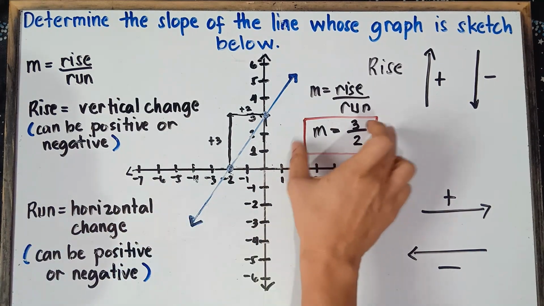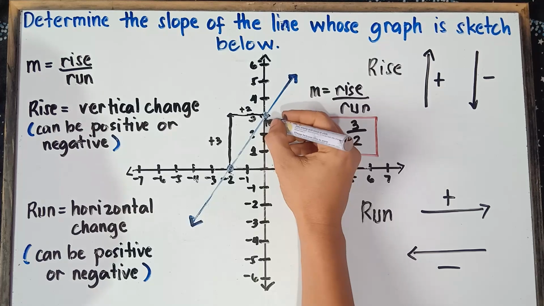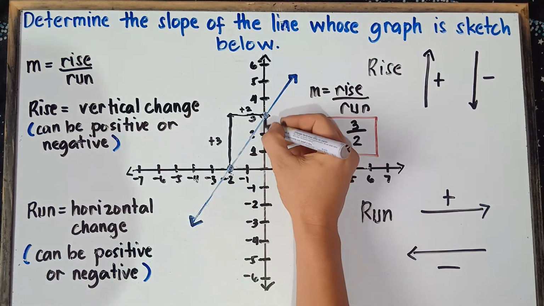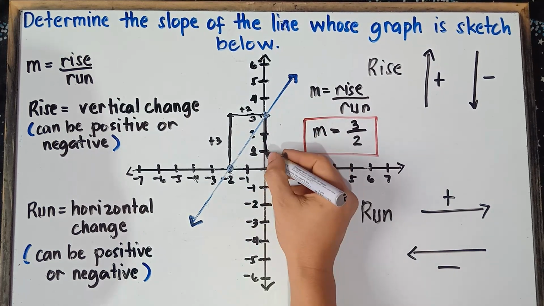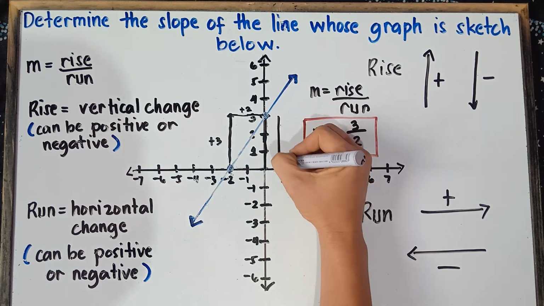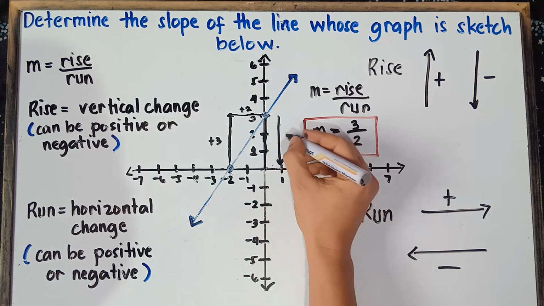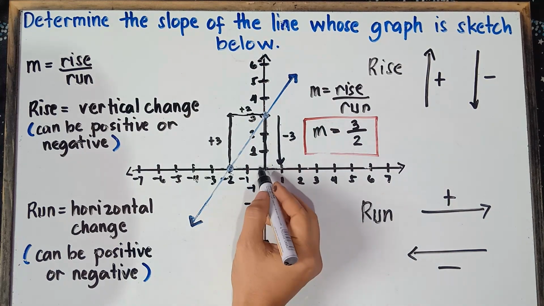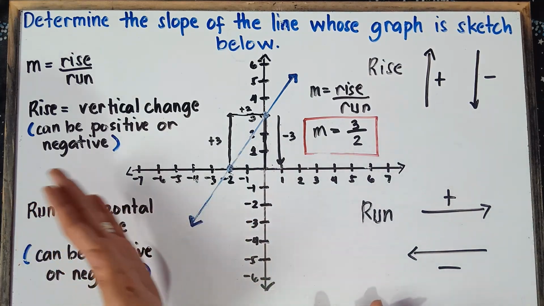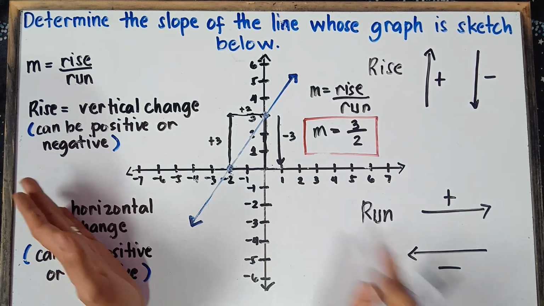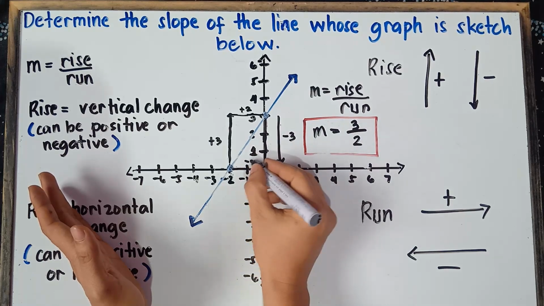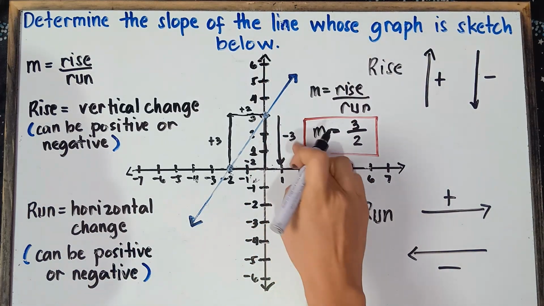Alright, let's check, class, if we have the same answer. Let's start at this point, going to this point. 1, 2, and then 3. We are going downwards 3 times. Going downwards, that would be negative 3. And then going to the left, 1 and then 2. Once again, if it's left, run, that would be negative. That would be negative 2. I hope you're not confused.